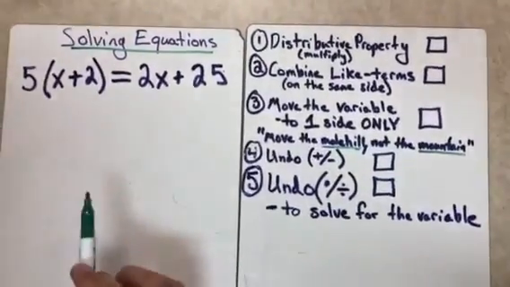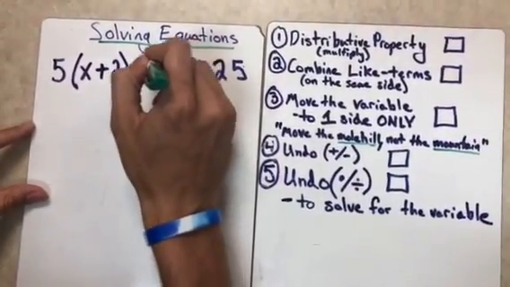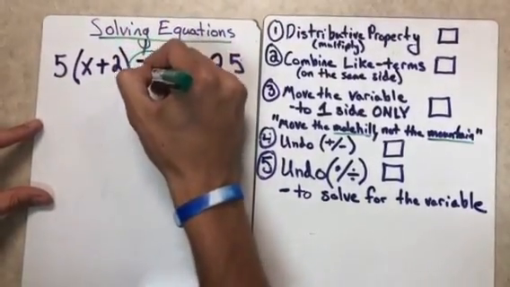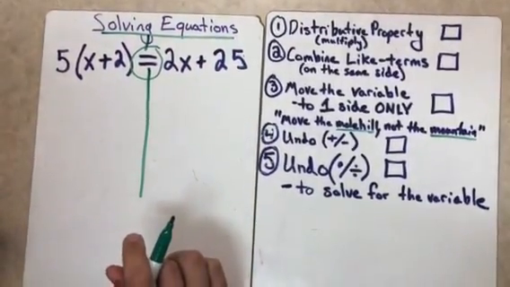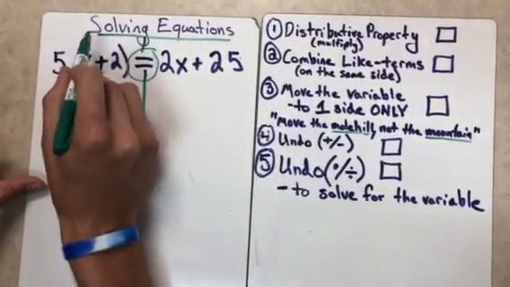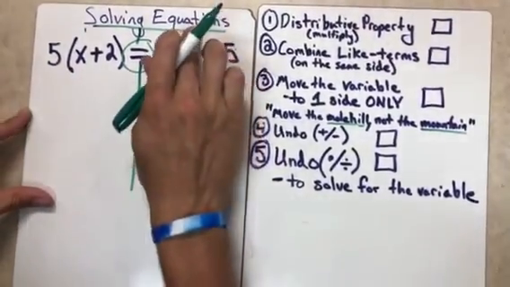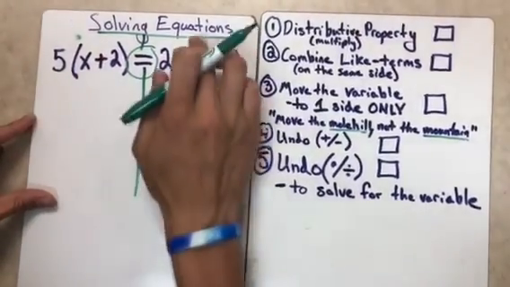First, how do I know this is an equation? Well, we have an equal sign, okay? And this equal sign tells us that there's two sides to this equation. This is one side, this is the other. So the first thing that we're going to do is take a look at our steps.